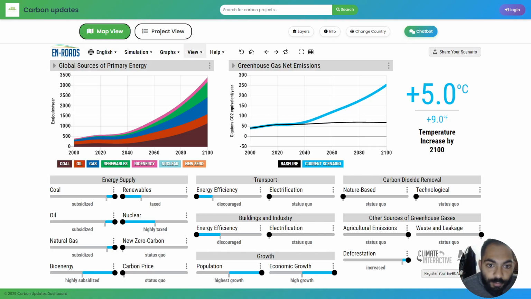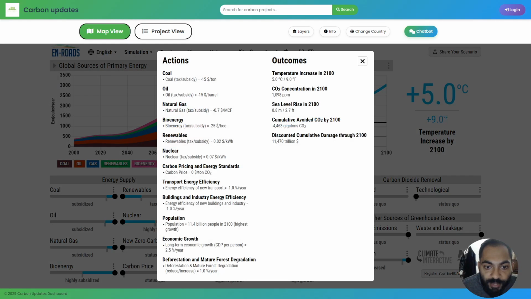Let's see what we have done with the actions and outcomes. So the action that we did was increase coal tax subsidy. We increased the oil subsidy. We increased the tax subsidy on natural gas. We increased the tax subsidy on bioenergy. We could have decreased this as well. Renewables, we had taxes higher. We had nuclear, we had taxes higher. And then we didn't do anything with the carbon price, 0.